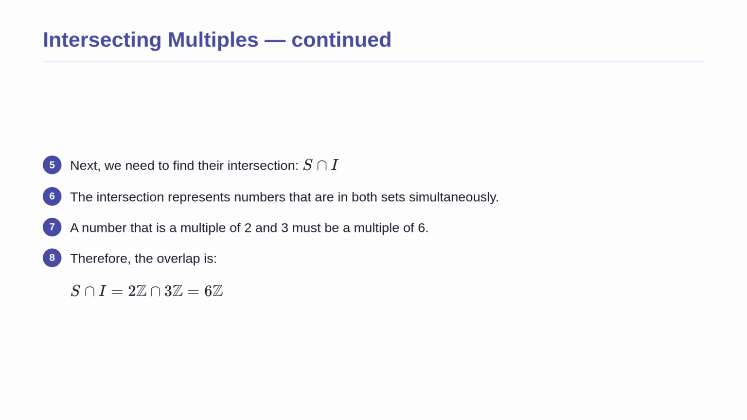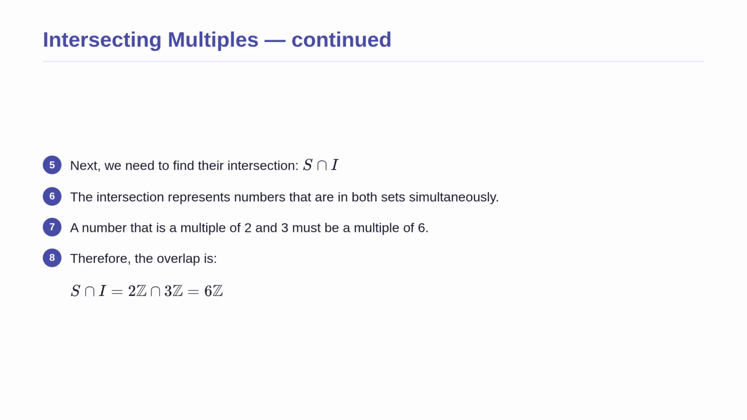Next, we need to find their intersection, S intersect I. The intersection represents numbers that are in both sets simultaneously. A number that is a multiple of 2 and also a multiple of 3 must be a multiple of 6. Therefore, the overlap is the set of multiples of 6, written as 6Z.